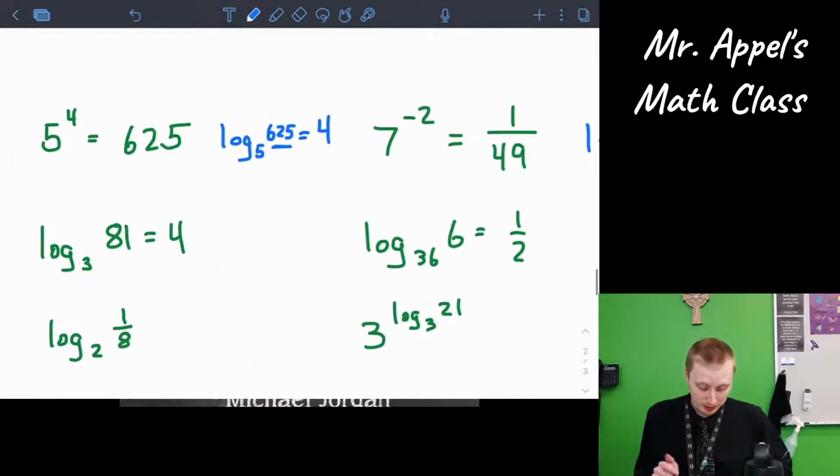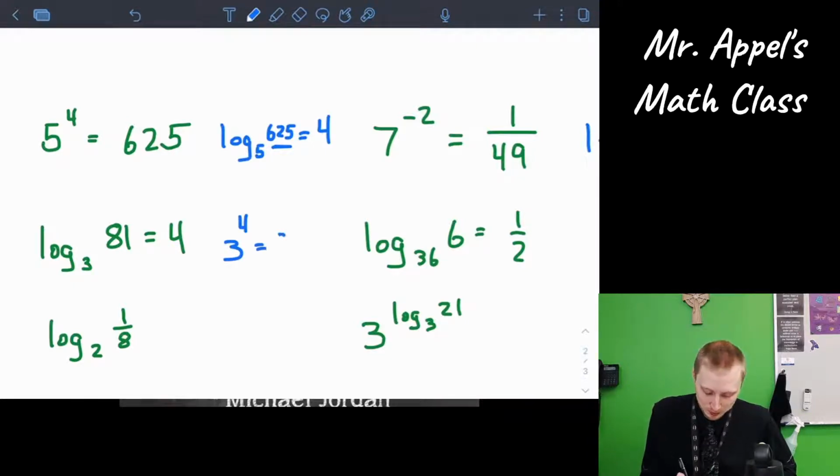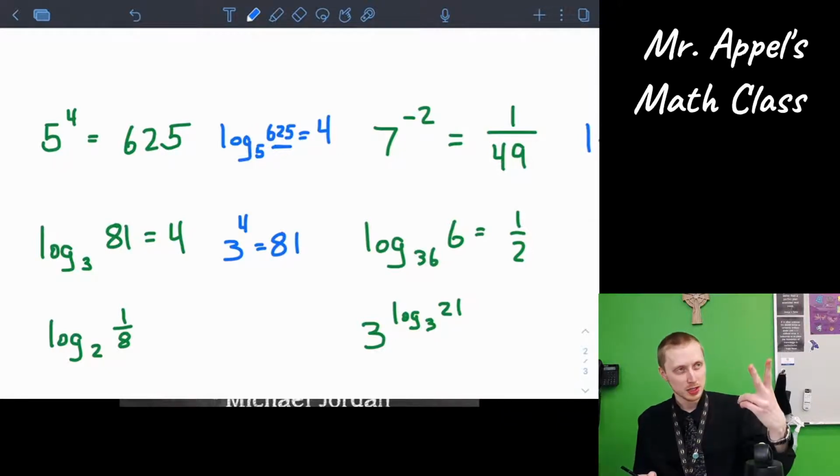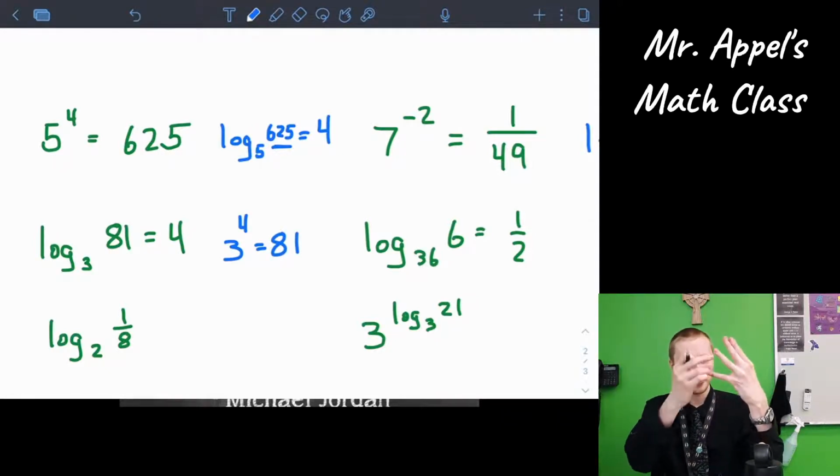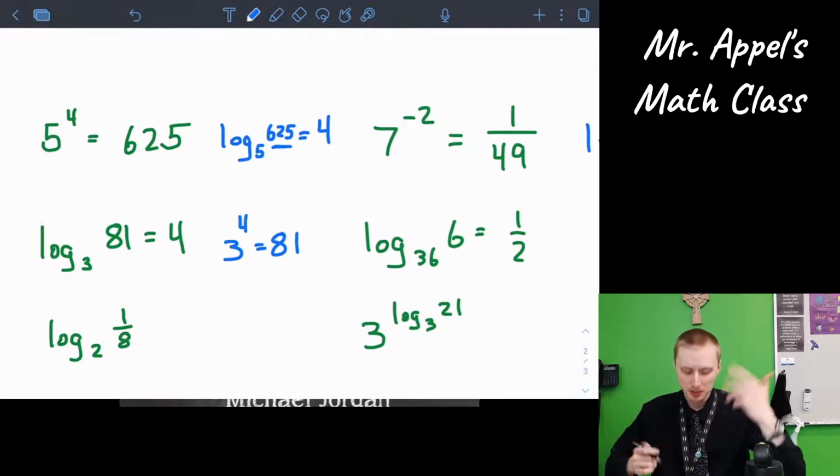We can go the other way. Log base 3 of 81 equals 4. So that means our base is 3. Our exponent is 4, equals 81. 3 times 3 is 9. 3 times another 3 is another 9. 9 times 9 is 81. Yeah, that works out.